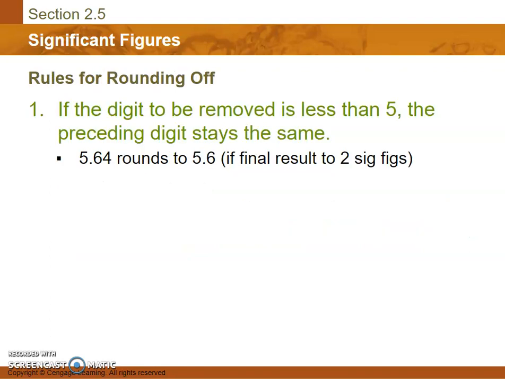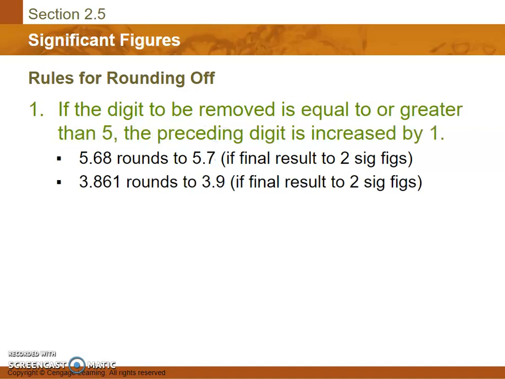Rules for rounding off. These are the same rounding rules that you use in math class. If the digit to be removed is less than 5, then the preceding digit stays the same. So 5.64 rounds to 5.6 if we are looking for only 2 significant figures. If the digit that is to be removed is equal to or greater than 5, then the preceding digit is increased by 1. So 5.68 rounds to 5.7 if we're looking for 2 significant figures. And 3.861 rounds to 3.9 if we are looking for 2 significant figures.